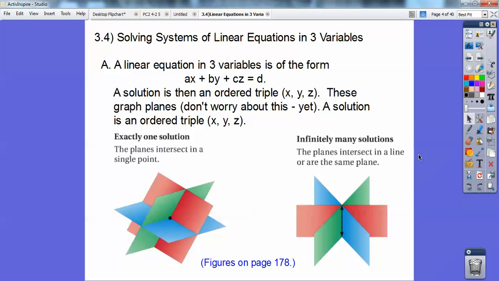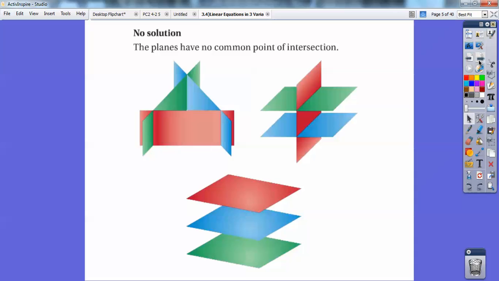Sometimes the planes intersect in this manner where there's infinitely many points that they all share, and they're all on this line. There's a point there, a point there, a point there. Infinitely many points right there. Sometimes all three planes don't intersect in the same spot, and there's three different examples where they don't intersect, and you're going to get no solutions on those ones.